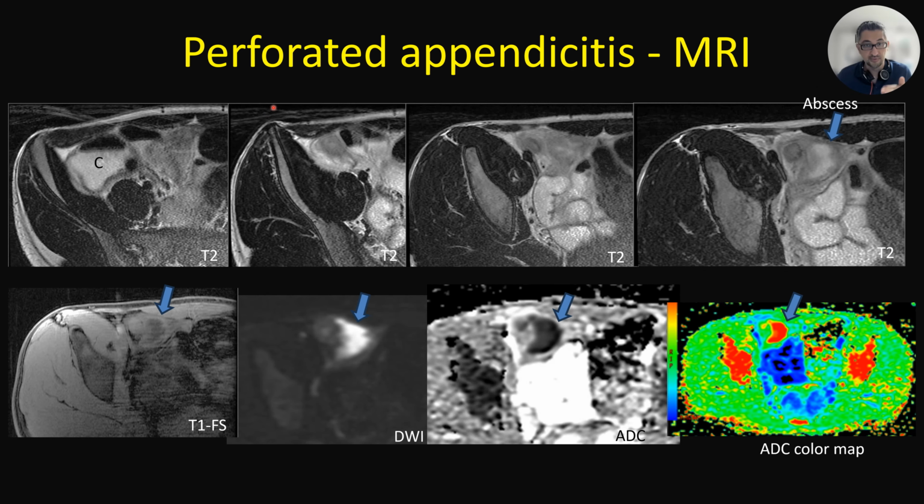Another example of perforated appendicitis demonstrated by MRI. Here are the T2 weighted images, and that's the cecum, that's the appendix, with an inflamed, distended, thickened wall associated with a complex collection, which is the abscess. We didn't inject contrast, and we can see the abscess on T1 weighted images, but diffusion weighted imaging nails it. It clearly shows the abscess and inflammation in the appendix, and you can also color code it and show it red in color.